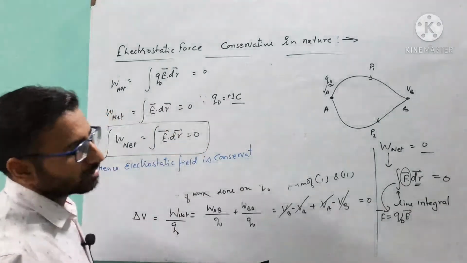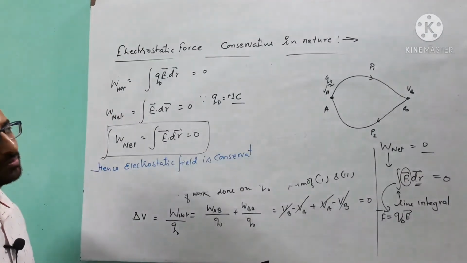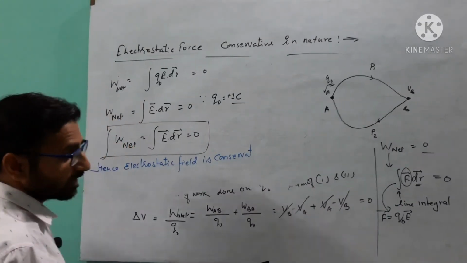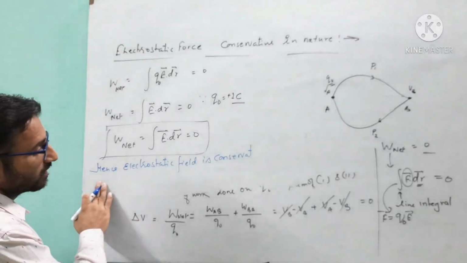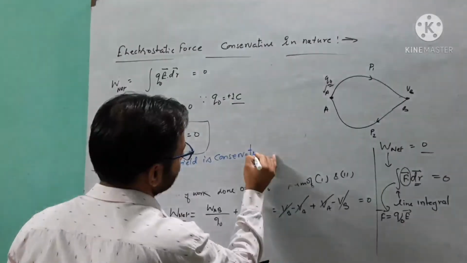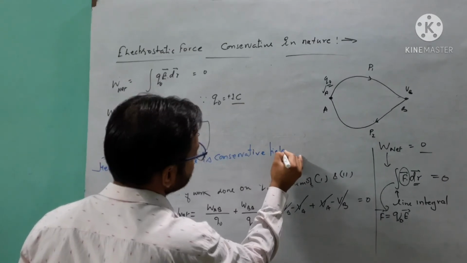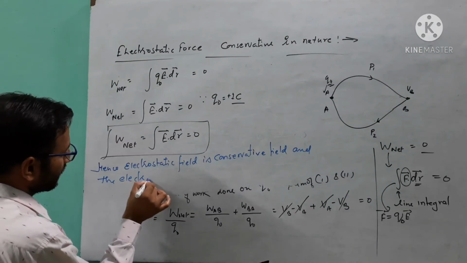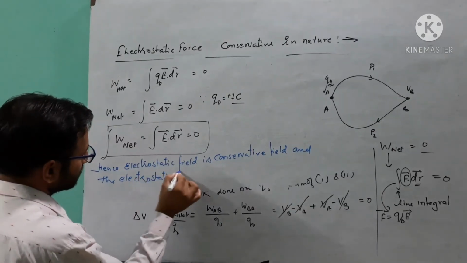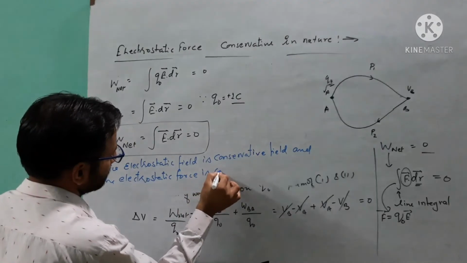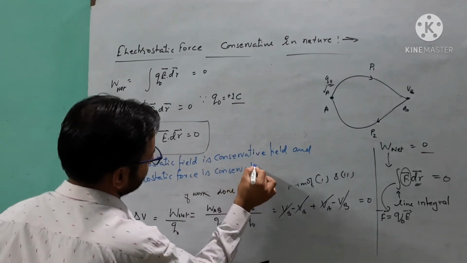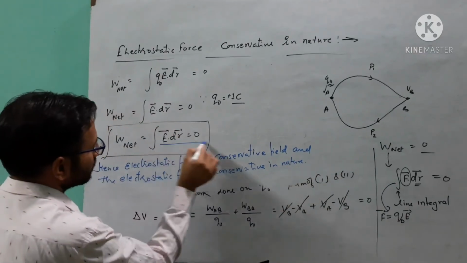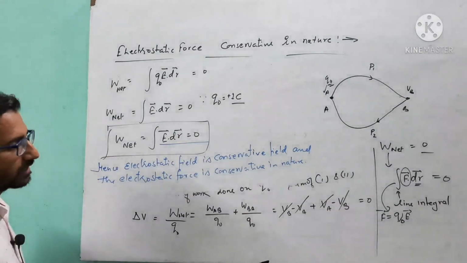It means that it does not depend on the path. If it were depending on the path, it would not be equal to 0. It means that it depends on the final and initial point. So that's why we can say that the electrostatic field is a conservative field, and the electrostatic force is conservative in nature. So this is the proof, and due to this conservative nature, the line integral of electric field is 0.